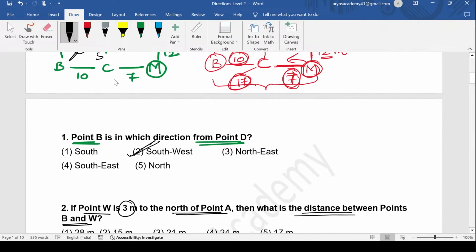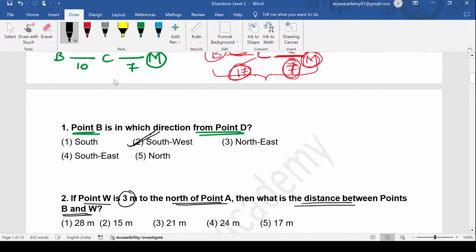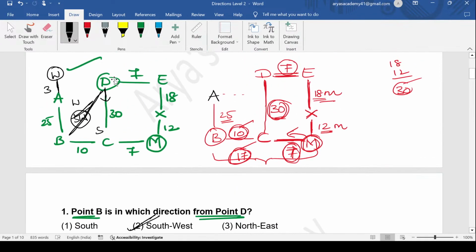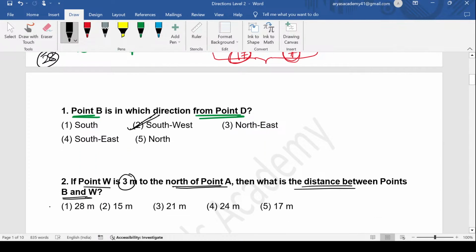Okay. Now what is the question? Then what is the distance between points B and W? That is the question. So B is here and W is here. The original distance between A and B is 25 and the distance between A and W is 3. So if you add both of them, that is the distance between B and W. So the distance will be 28 meters, which is at option 1.